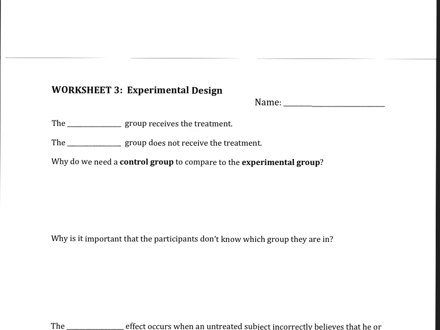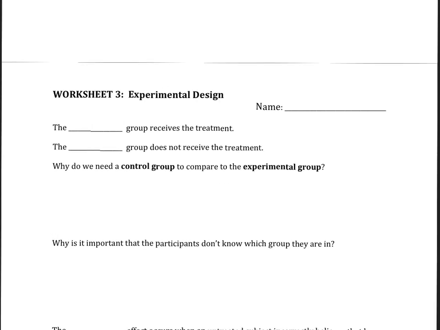Okay, so we're after number 2. We're looking at control group and the experimental group. Experimental group is the one that receives treatment. And the control group is the one that does not receive treatment.